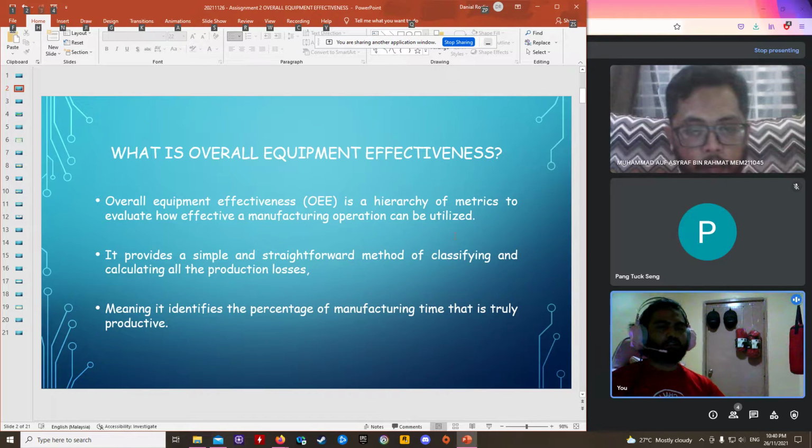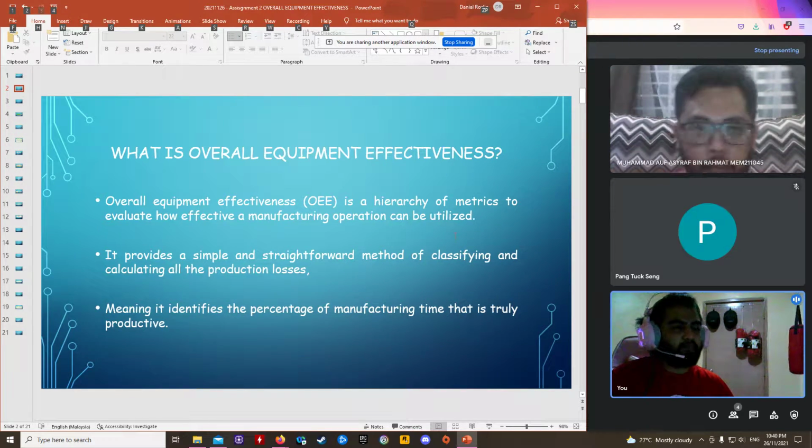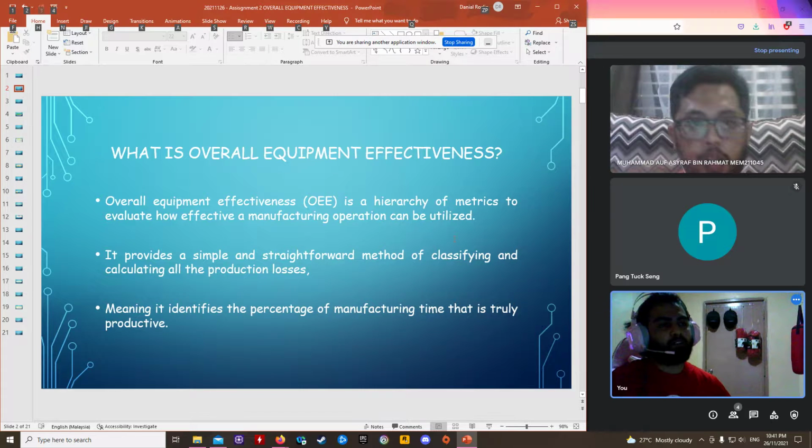Okay, what is overall equipment effectiveness? In short, it is OEE. OEE is a hierarchy of metrics to evaluate how effective a manufacturing or production plant operation can be utilized. It is a simple and straightforward calculation, and it's a method to classify all the production losses. Basically, it's to identify the percentage of manufacturing time that is truly productive.